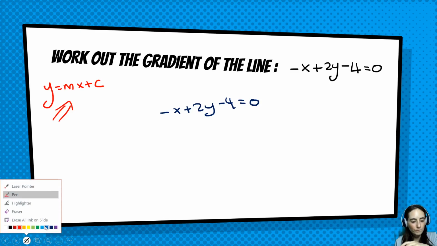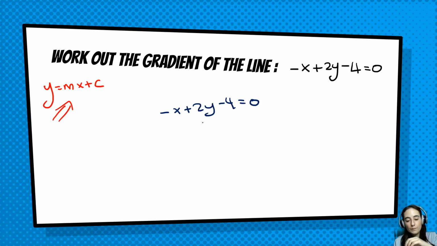So let's do that. Okay, all right. We focus on our y. Our y, first of all, is a positive y. It also happens to be 2y, but it's still positive, and that's the first thing that we care about.